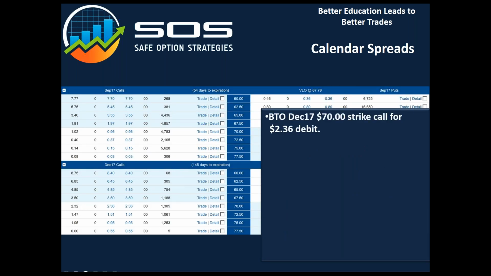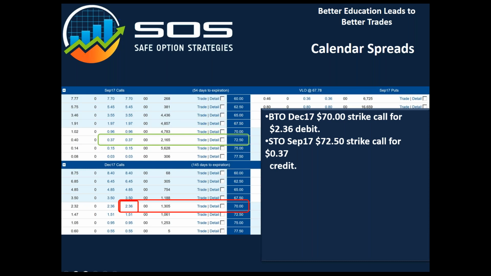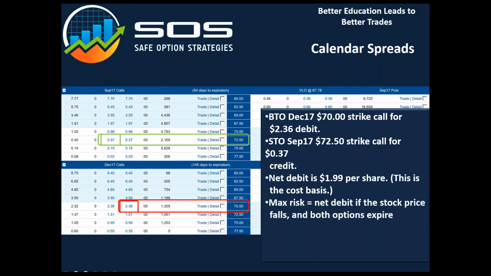Here are some real numbers. We buy to open the December 70 strike calls for a $2.36 debit. We sell to open the September 72.50 calls for a 37-cent per share credit. Our net debit, $1.99 per share. So how do we get profitable in this trade? This is our cost basis. Our maximum risk, if the stock price fell and both options expired worthless, is the same as our net debit, our cost basis. That's how much money we could lose, $1.99 per share.